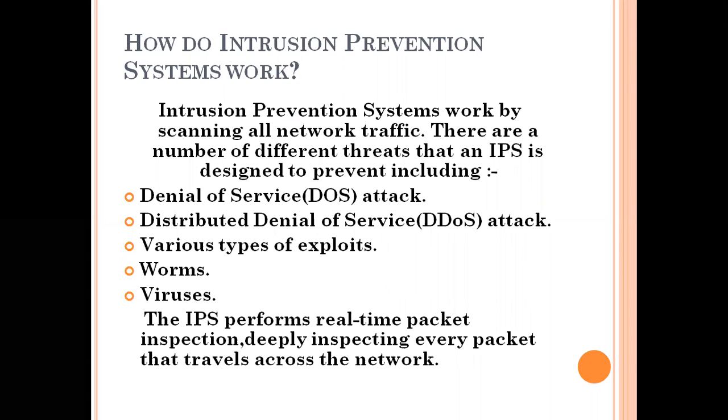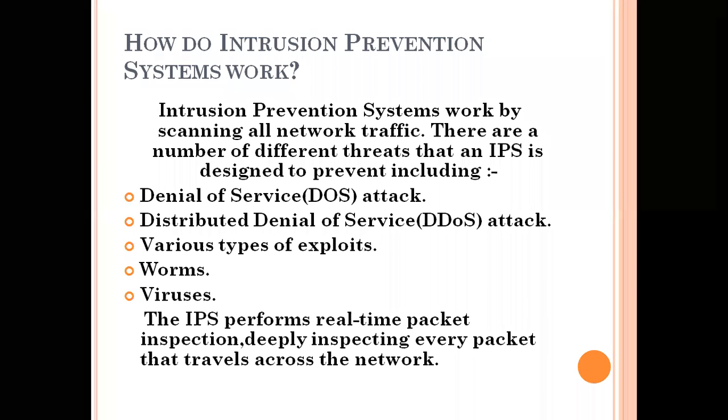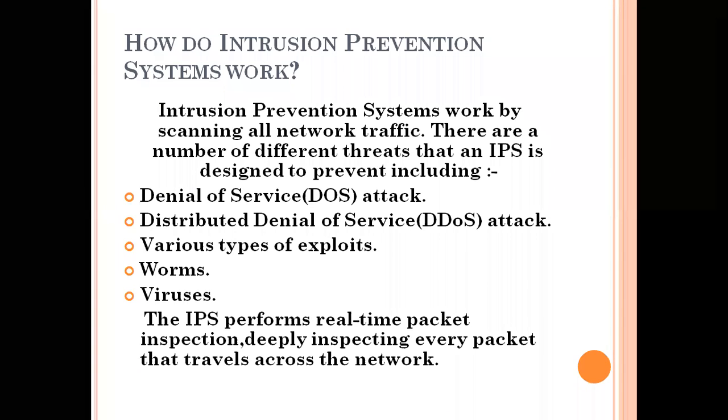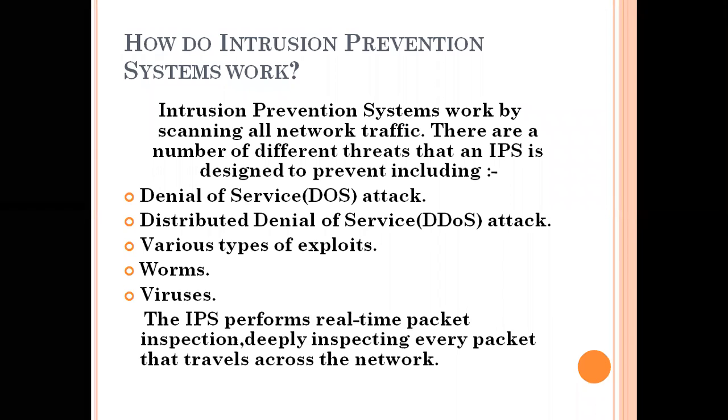How do intrusion prevention systems work? Intrusion prevention systems work by scanning all network traffic. There are a number of different threats that an IPS is designed to prevent, including denial of service attacks, distributed denial of service attacks, various types of exploits, worms, viruses. The IPS performs real-time packet inspection, deeply inspecting every packet that travels across the network. So it means IPS is in the actual traffic path. It makes the device more effective against worms and attacks.